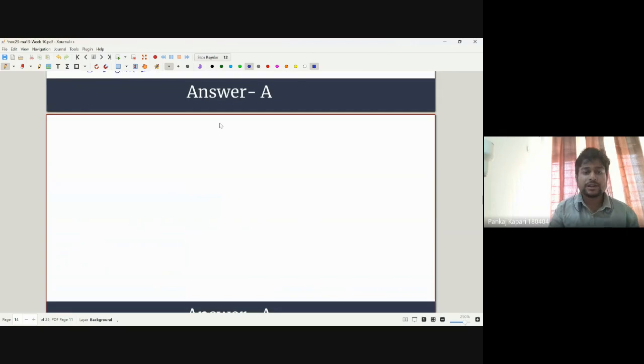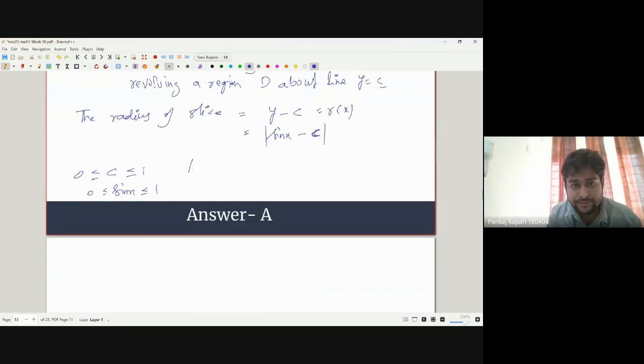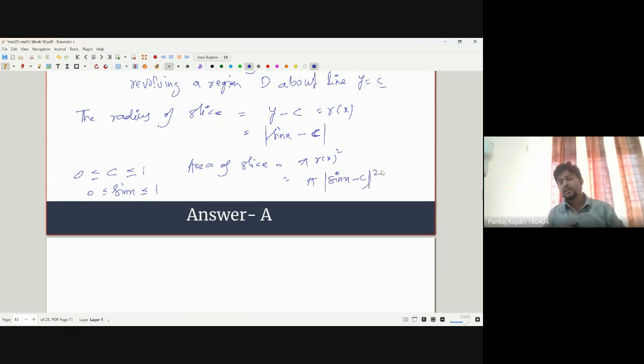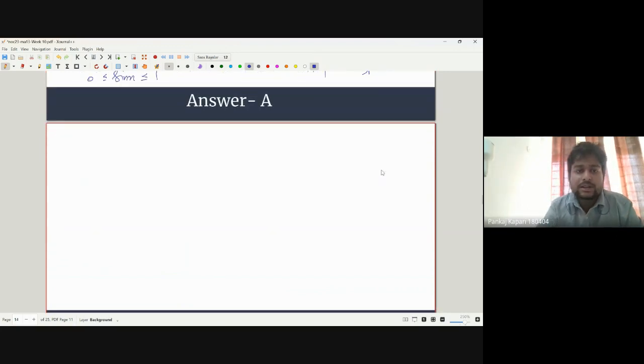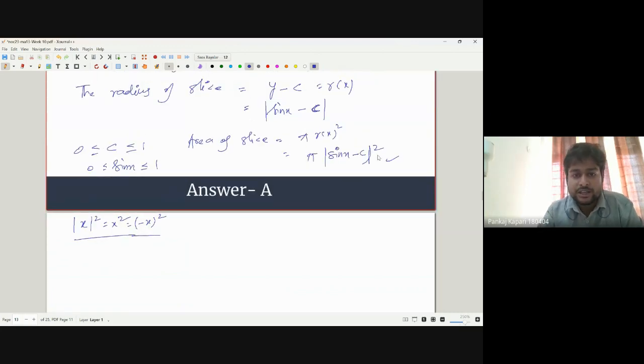Okay, so what is the area of the disk? Now we have the radius. The area of the slice is pi times r(x) whole square, so pi times (sin x minus c). Initially there will be a modulus, then you square it. But since the square always gives a positive function, you can remove the modulus. The modulus of x square is the same as x square, or you can write it as the square of minus x. That's why this will be the area of the slice, and now you can find the volume.